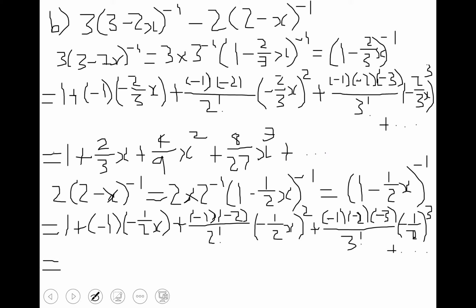So calculating, we're going to get 1 plus a half x plus a quarter x squared plus an 8th x cubed plus dot dot dot. And the idea is we're taking the first one and we're subtracting the second.